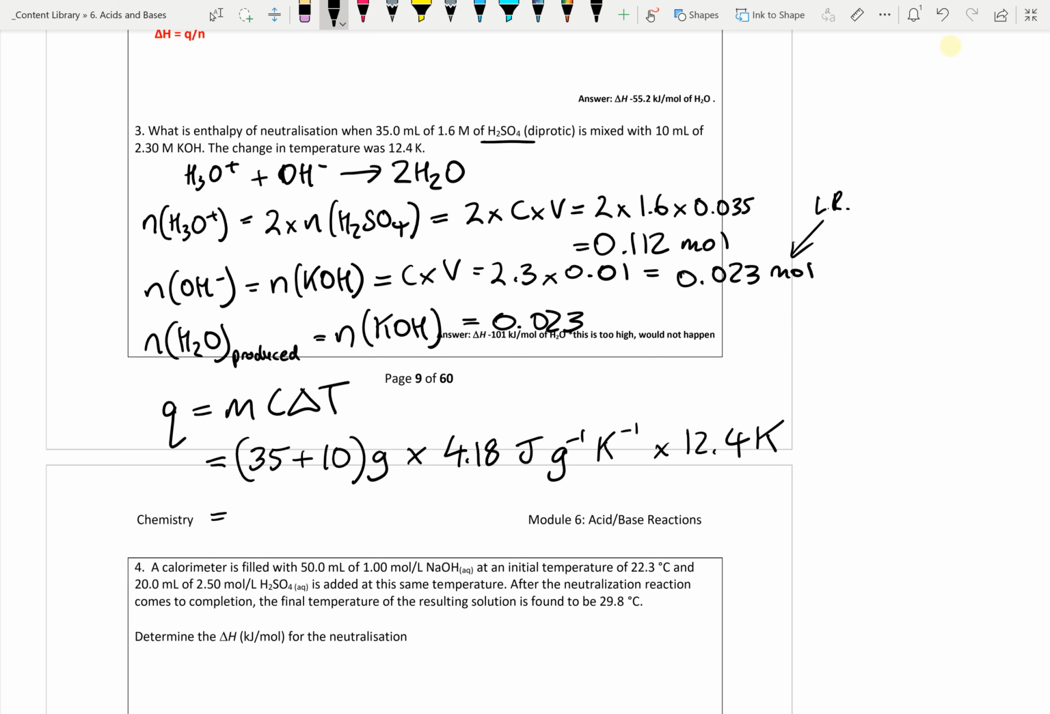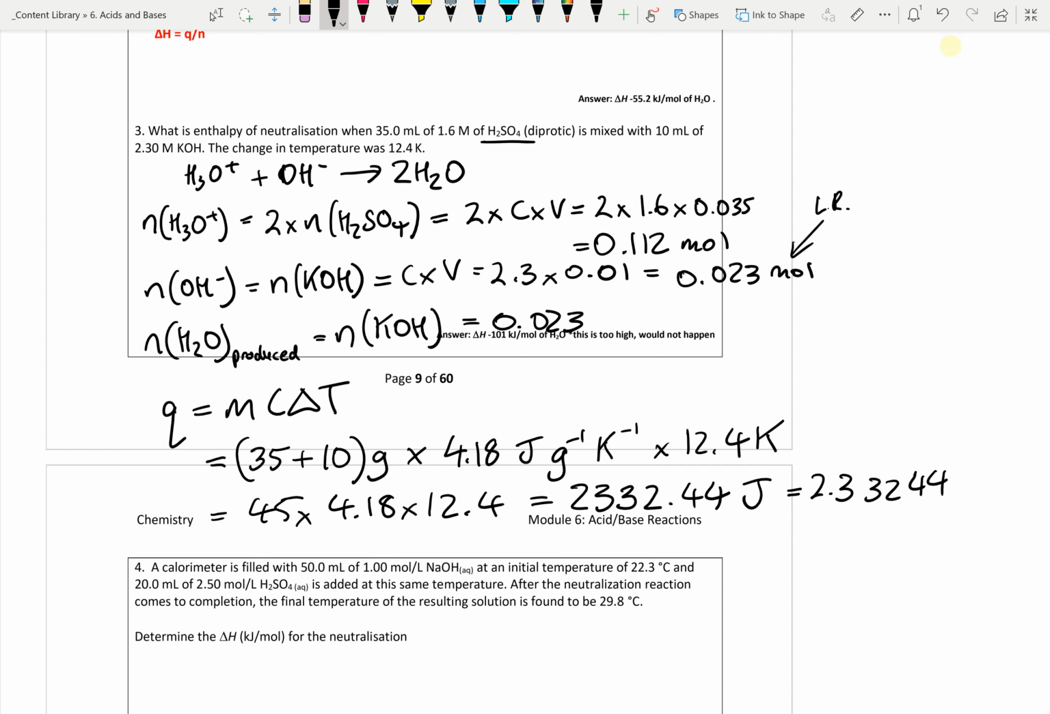And we got 45 times 4.18 times 12.4, and that's going to tell me my energy released, and I'm going to have to convert that from joules to kilojoules. So 45 by 4.18 by 12.4, and that's 2,332.44 joules, which is going to be 2.33244 kilojoules.